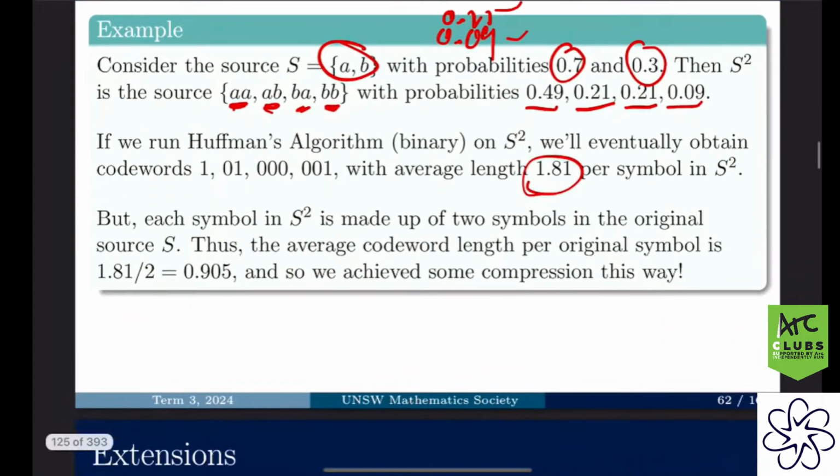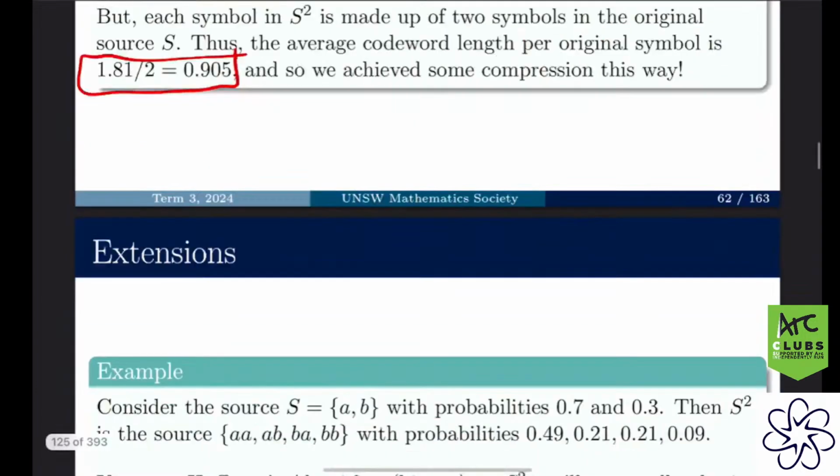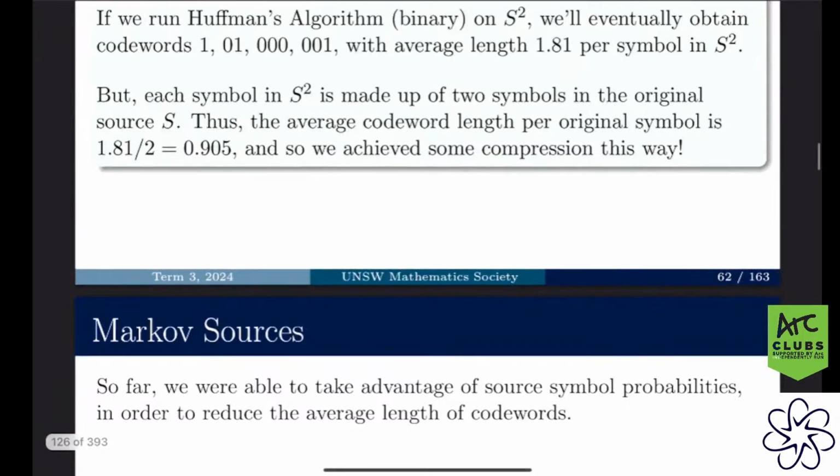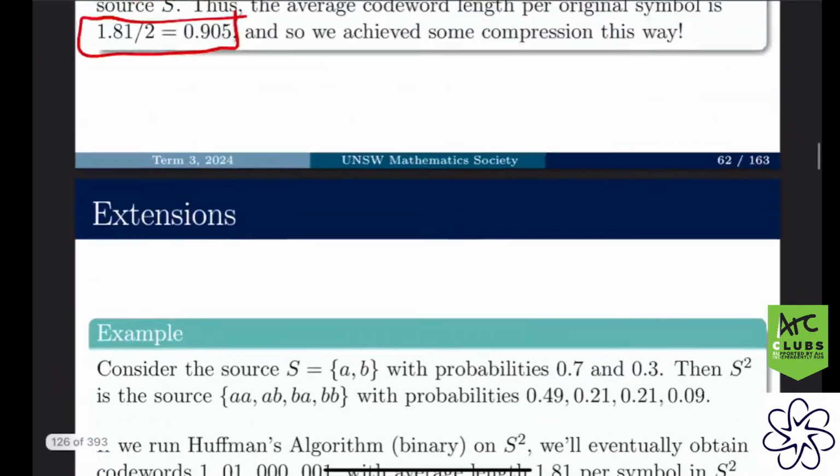Each symbol in S2 is made up of 2 source symbols. And so per source symbol, we are going to have 0.9. Yep, cool. Makes sense. There's just a duplicate slide for some reason.